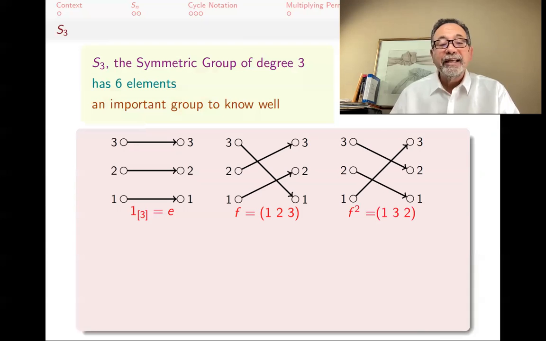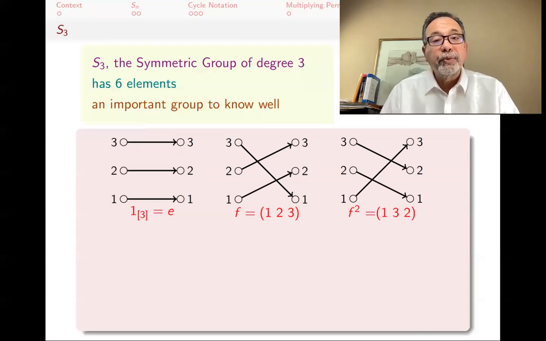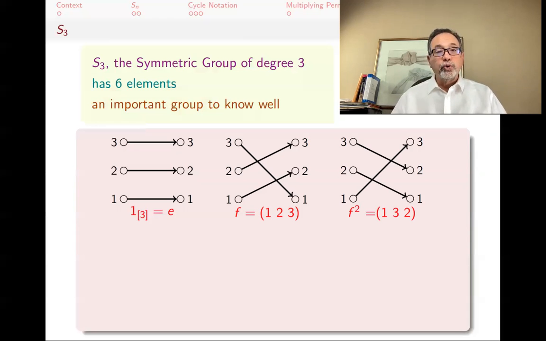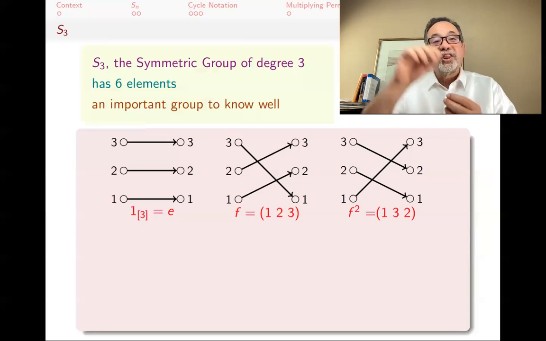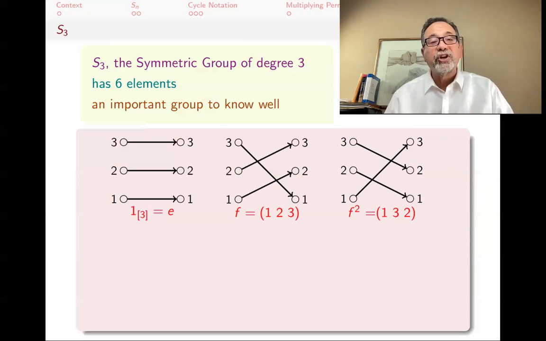And what it is another 3 cycle. 1, 3, 2. 1 goes to 3, 3 goes to 2, 2 goes to 1. Now, what's F cubed? If you think about things sitting around the 3 cycle, if you do it 3 times, everything is back to where it started, and you get identity. So F cubed is E.